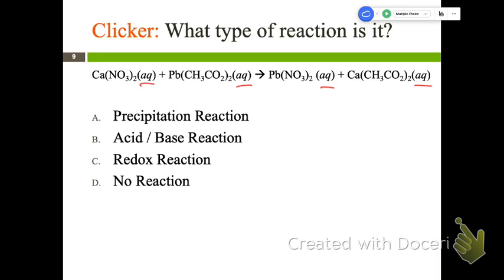Great, so then you went through every one, you looked at the charges. What's the charge of calcium on the left and the right? What's the charge of lead on the left and the right? And you found no change. So then that rules out precipitation, redox. So there's only a few hydrogens, and they're here in this acetate, but they're still there in the products. So, I agree. Well done. Okay. Any questions on that one?